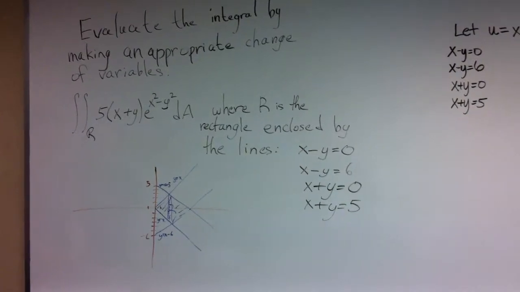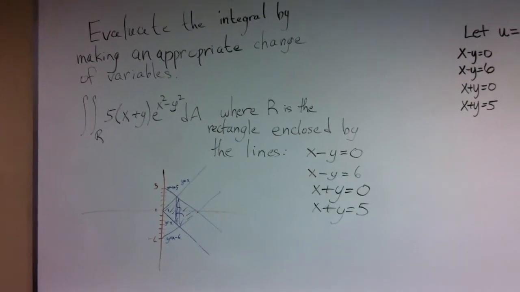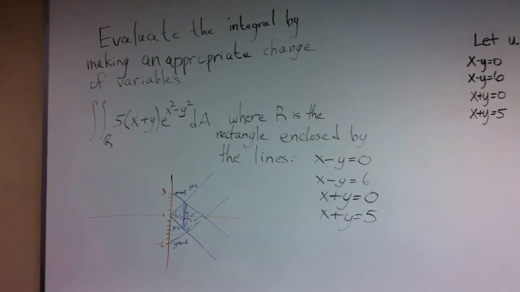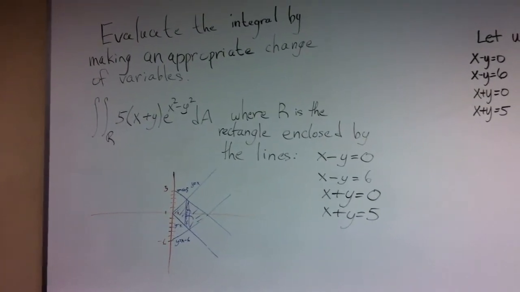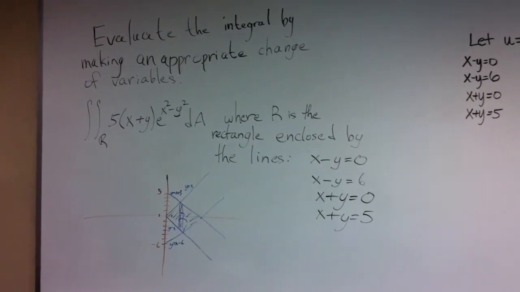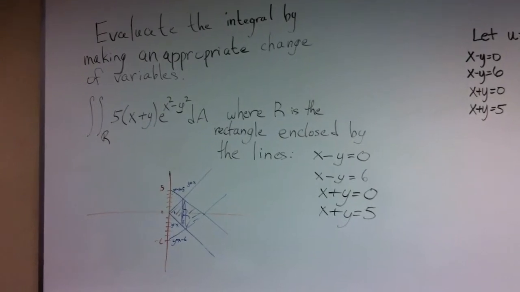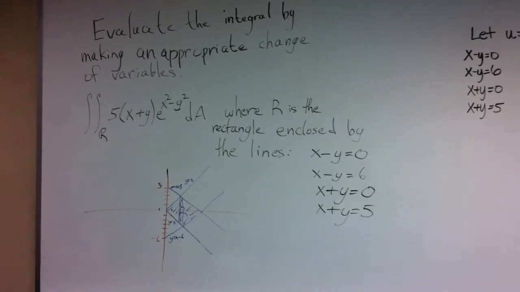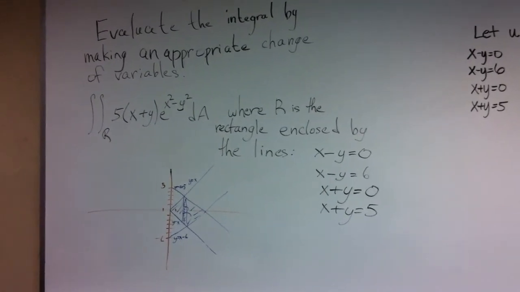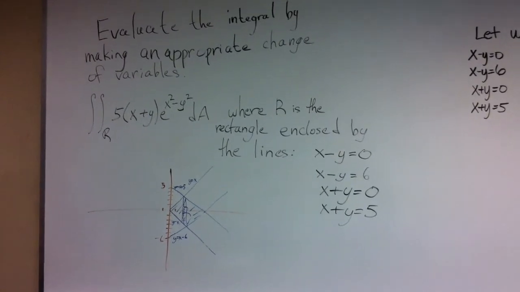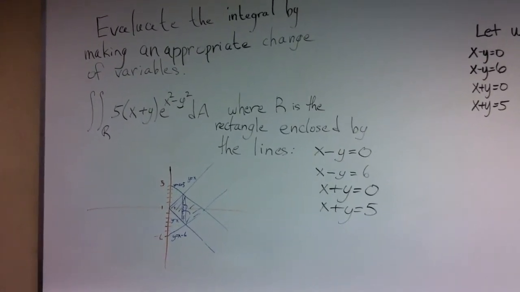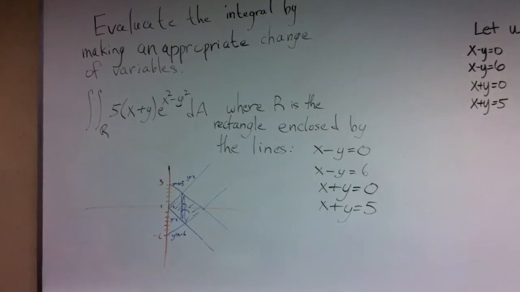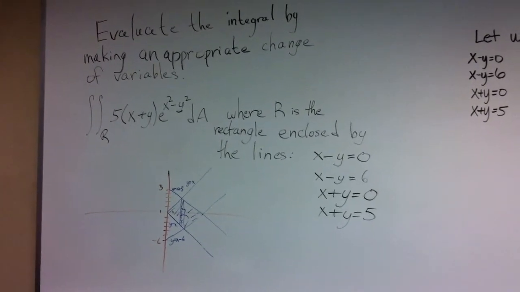So here we have a Calculus 3 problem where it asks us to evaluate the integral by making an appropriate change of variables. We have the double integral over the region R of 5 times (x plus y) times e to the x squared minus y squared, where R is the rectangle enclosed by the lines x minus y equals 0, x minus y equals 6, x plus y equals 0, and x plus y equals 5.